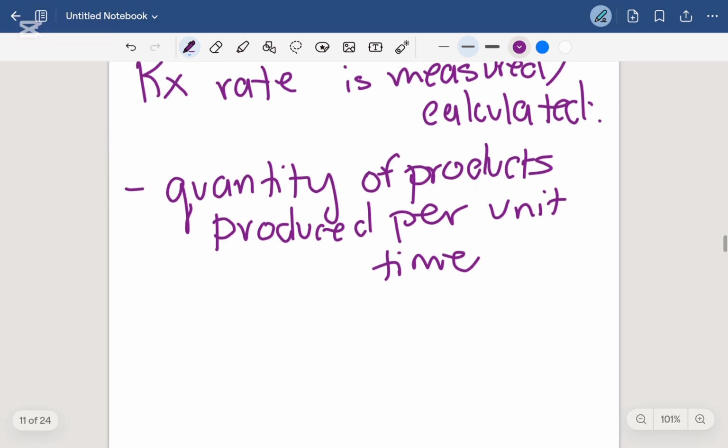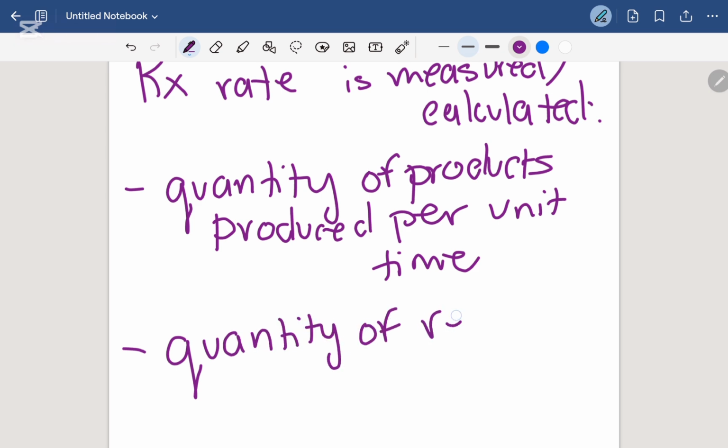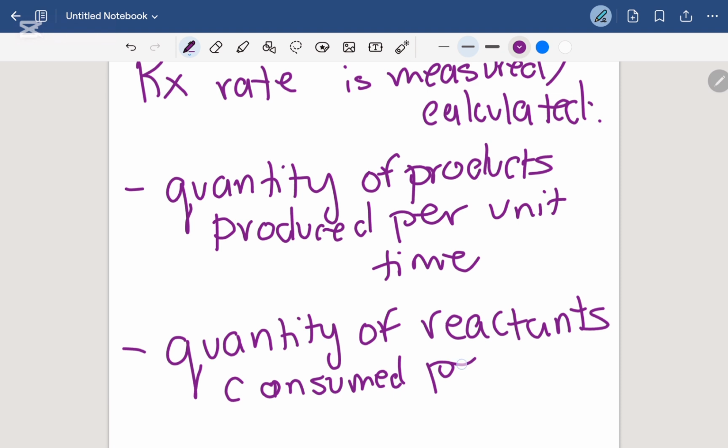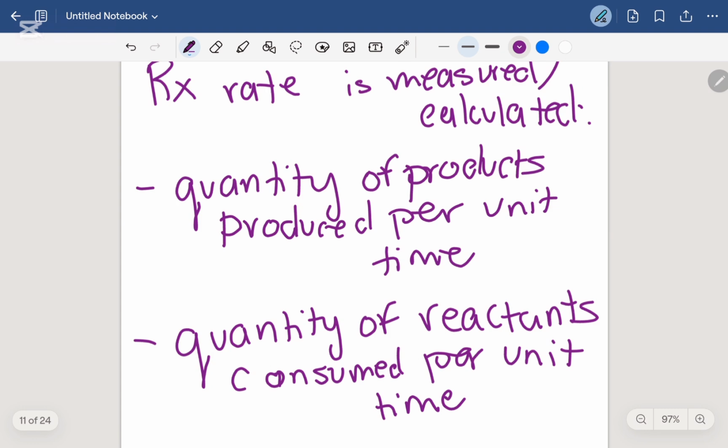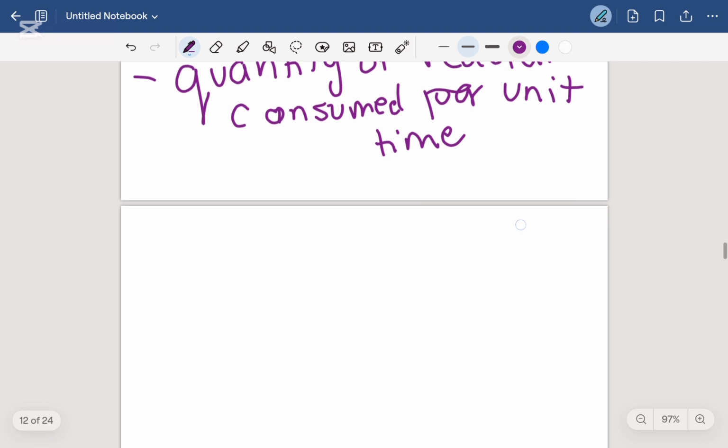and the quantity of reactants consumed per unit time. Or we can say that it is the quantity of reactants that are being used, being consumed in the reaction per unit time.